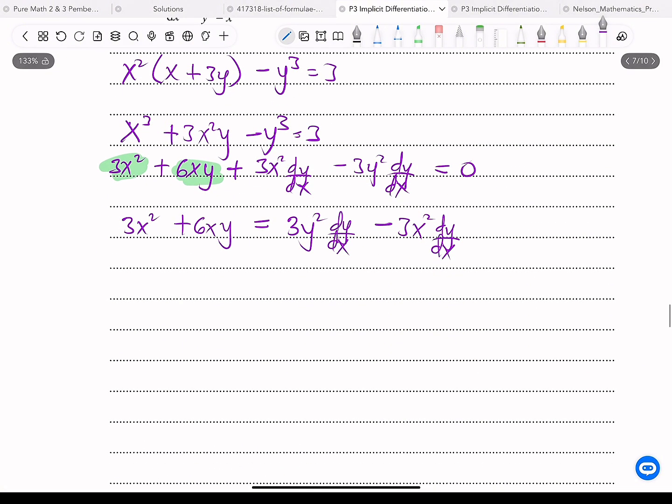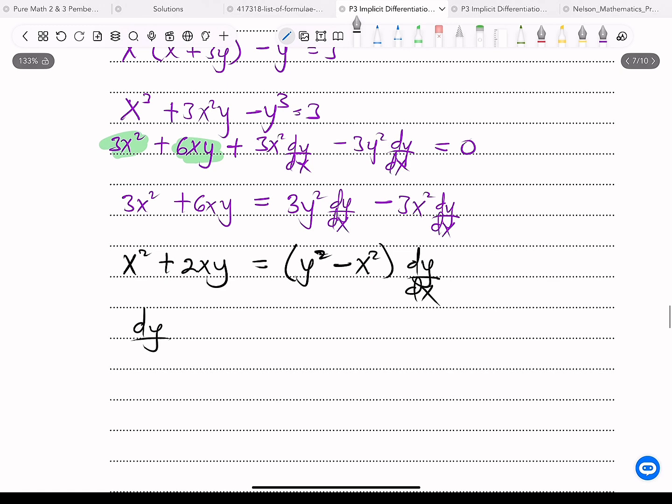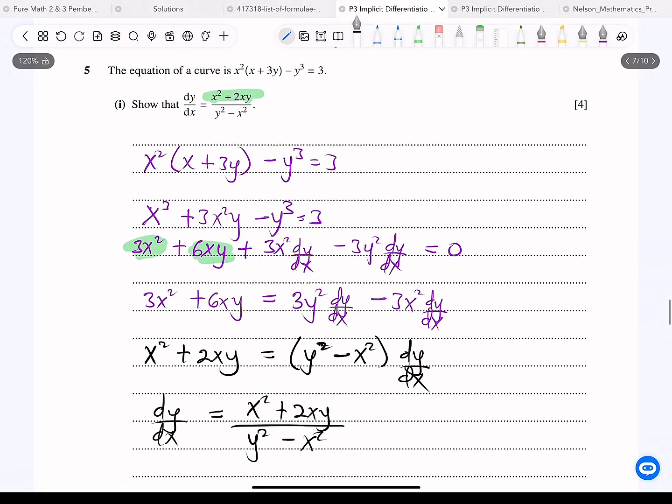So as you can see, we have 3, 6, 3, 3. We can just divide by 3 to simplify things, and that will become x squared plus 2xy equal to y squared minus x squared dy/dx. Okay, so I divided by 3. So our dy/dx must be x squared plus 2xy over y squared minus x squared. Let's go and check if we are right. Yep, we are more than right. Very, very right. Okay, so we have it.